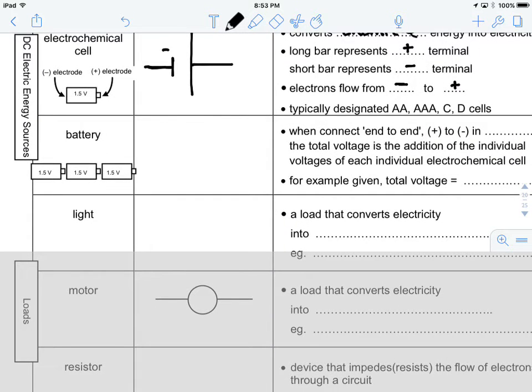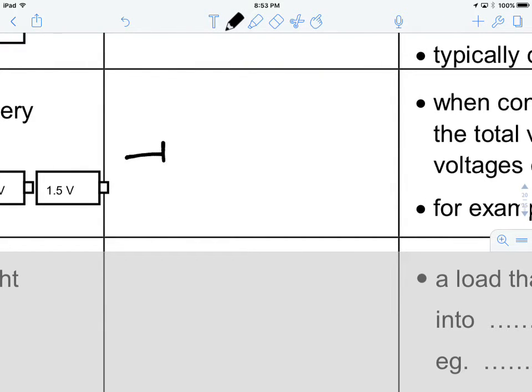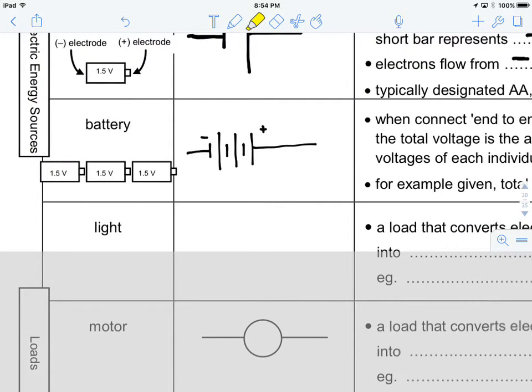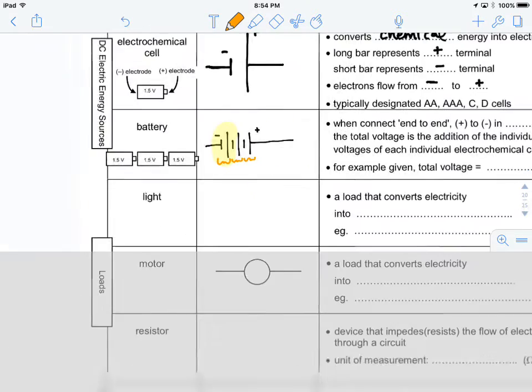Now, typically, a battery would be a combination of many individual electrochemical cells. So in this case, we've got three. The way that we would draw this is three electrochemical cells all together. And we would always want to mark the negative side of the battery and the positive side of the battery. We can see in this diagram that this right here would represent just one of these electrochemical cells. So that would be one, this would be another, and there would be a third. Okay, so that's three of those together.